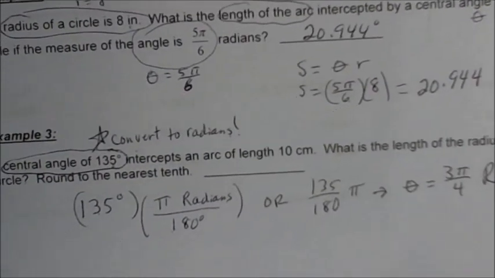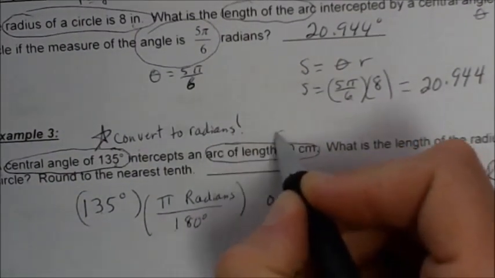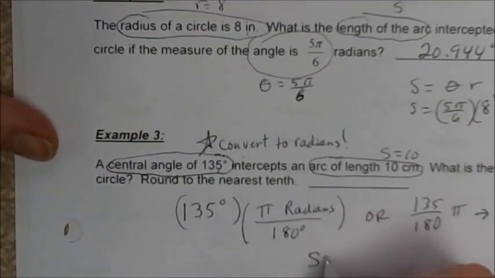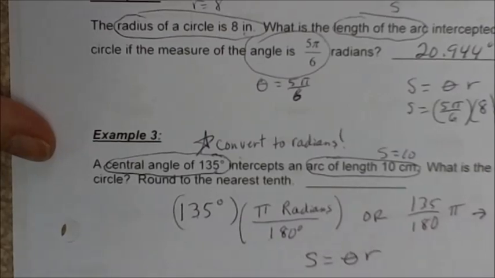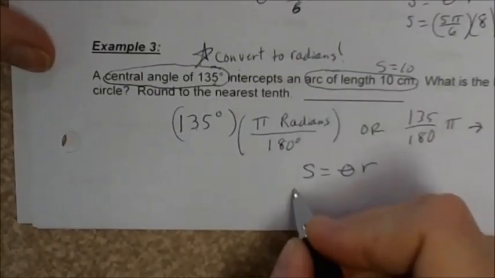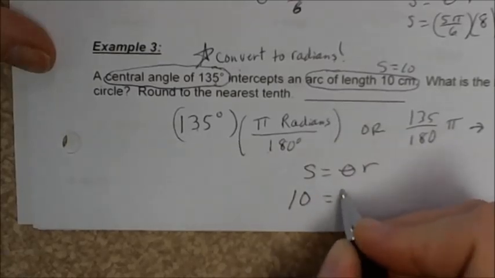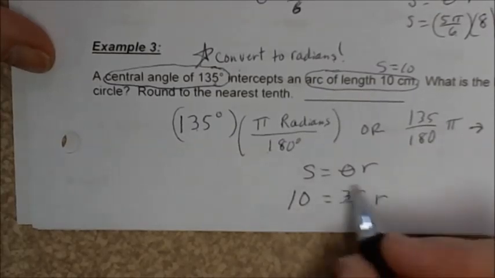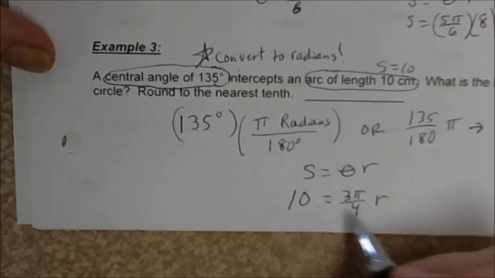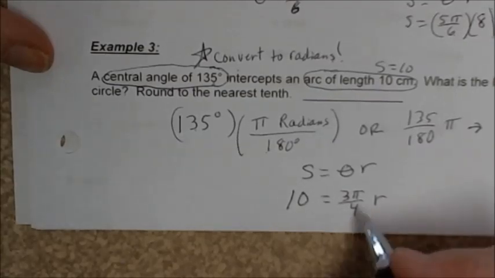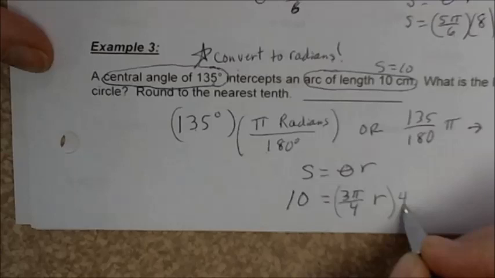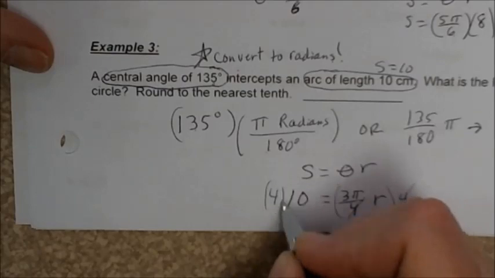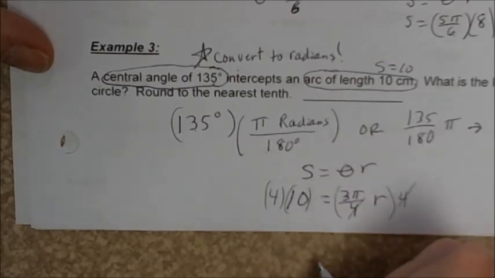And what else do we have? We have an arc length, which is S, is equal to 10. So our formula says S is equal to theta times R, and our S is 10. Our theta is 3 pi over 4 times R. Well, how are we going to solve this for R? Well, we can do it a whole bunch of different ways. I think what I'm going to do is multiply both sides by 4, because if you multiply by the denominators, they cancel out. So 4 times 10 is equal to 3 pi R.